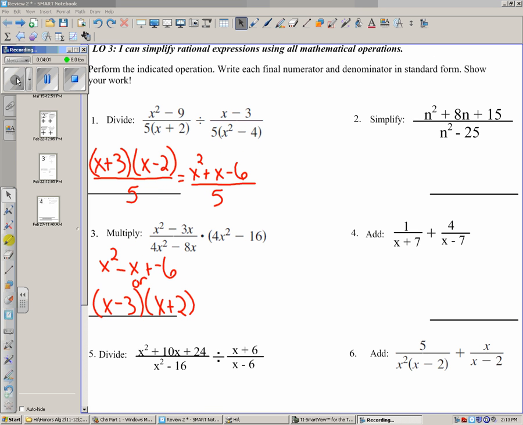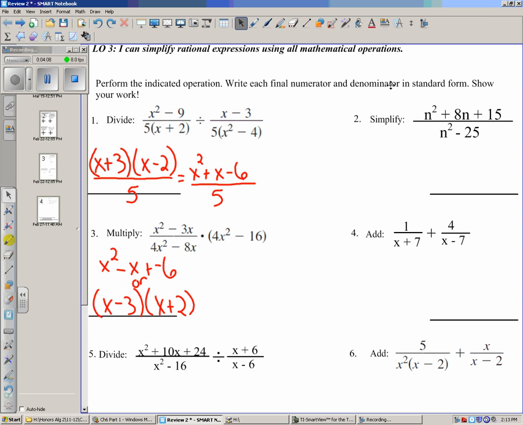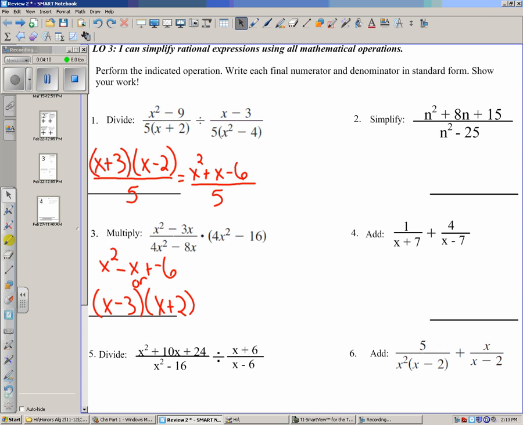All right, moving on to problem 2. I'm going to factor my numerator because I'm just told to simplify, and that will become n plus 5 and n plus 3. In my denominator, I can factor that into n plus 5 and n minus 5. It's a difference of squares.